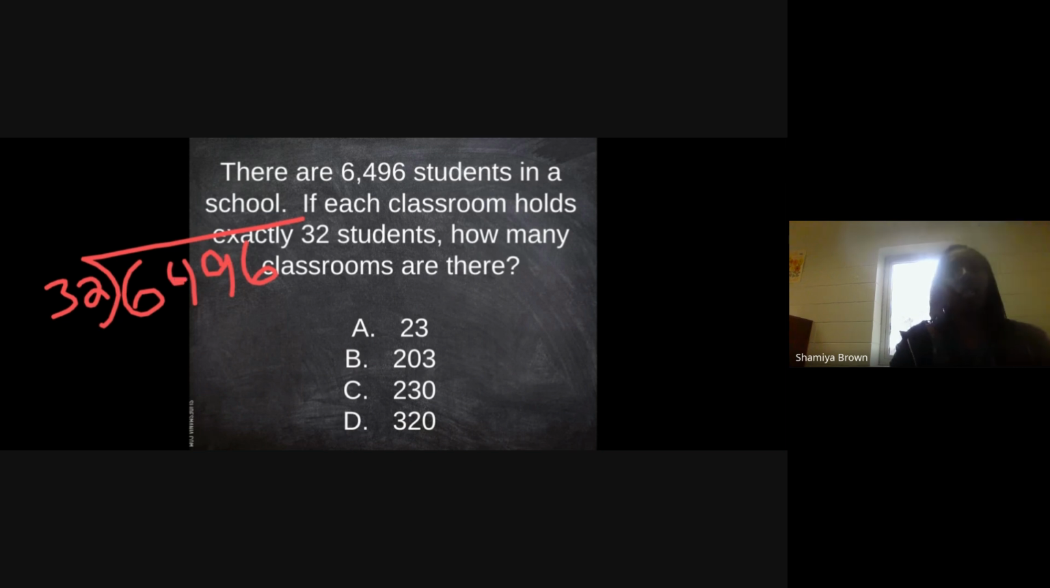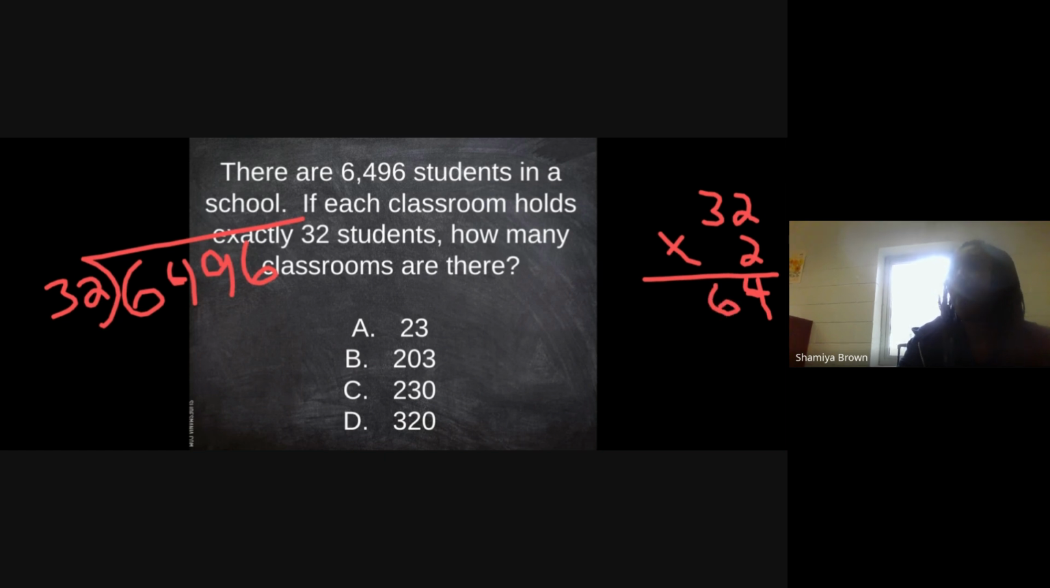So I'm going to see how many groups of 32 I can get out of 64, because I know I can't get any groups of 32 out of 6. So I'm trying to see what times 32 gives me 64. I need to do 32 times something to see if I can get close to 64. I'll try 2 first. 2 times 2 is 4. 3 times 2 is 6. Wow, got me right at 64. So I can get 2 groups of 32 out of 64. So 2 times 32 is 64. Now I subtract and I get 0.